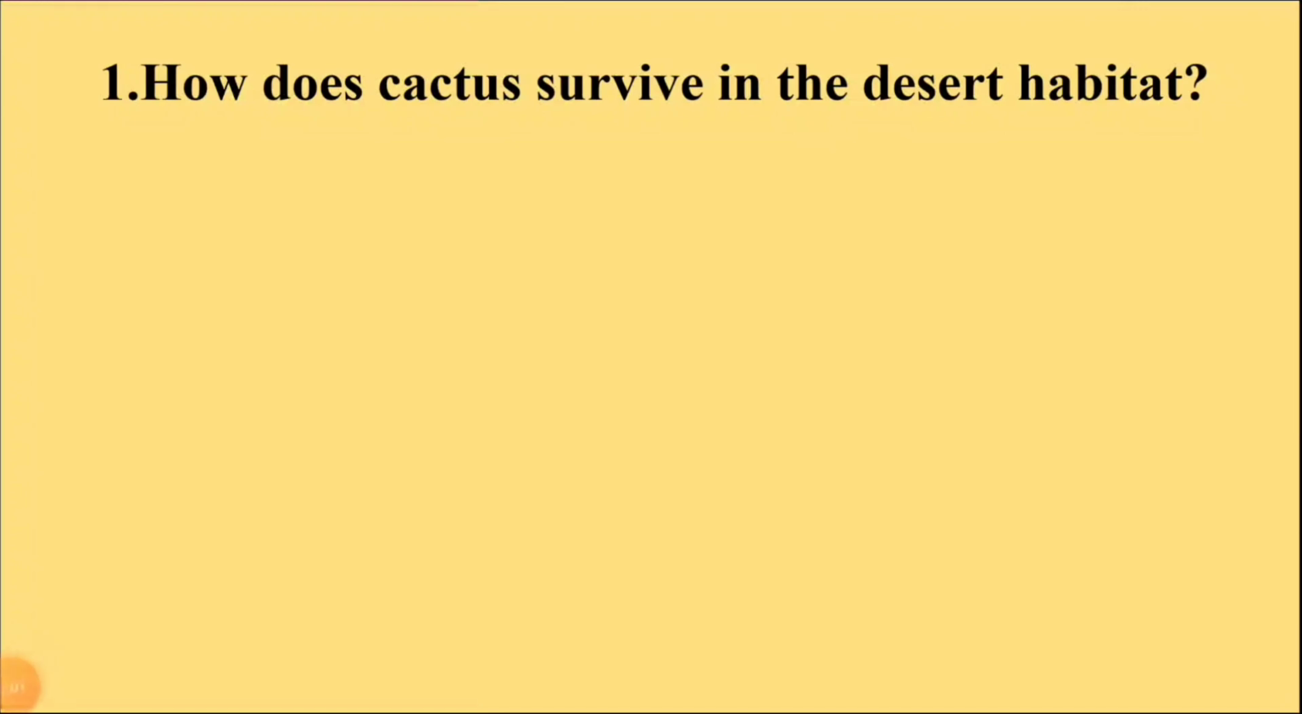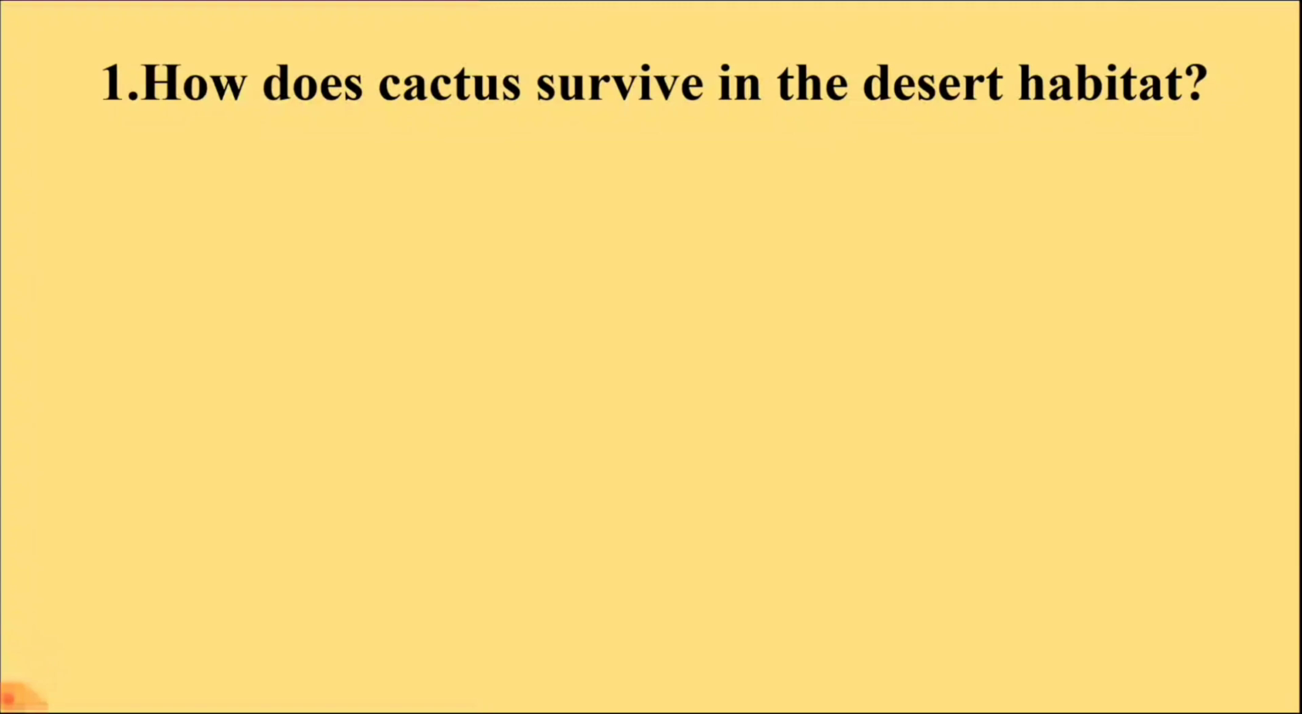The first question is, how does cactus survive in the desert habitat? So in this chapter we have learned about 5 types of habitat: desert habitat, forest habitat, wetland habitat, ocean habitat, and polar habitat. And we have also learned that in different habitats different plants and animals can survive there. In this question they are asking how does cactus survive in the desert habitat?